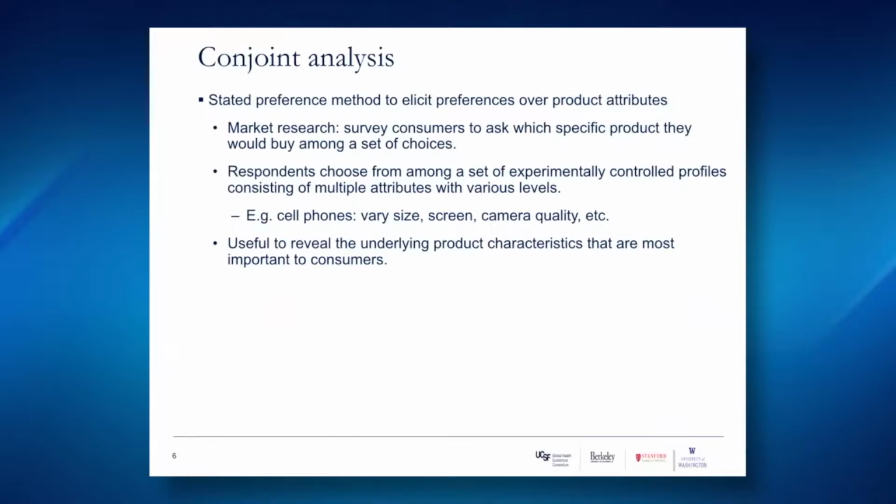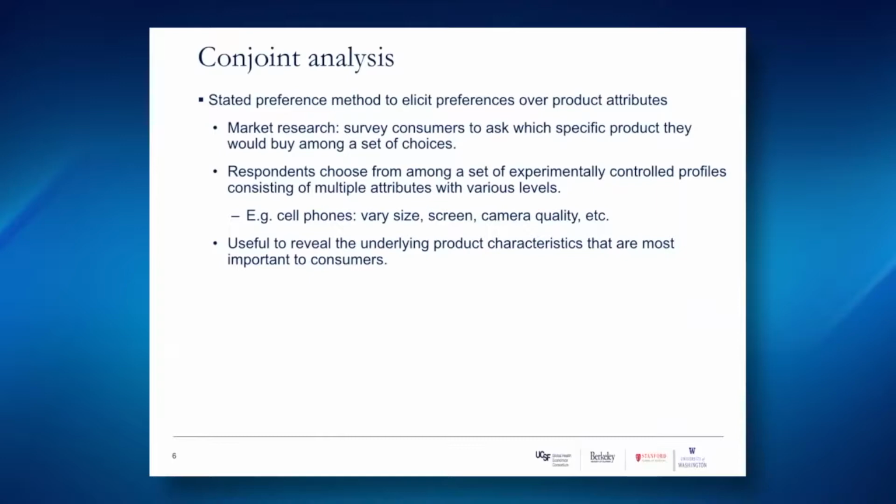So for example, let's say that you're selling cell phones, and you can give these consumers examples of different products with different sizes, different screens, different camera qualities, etc. And then this is a way of putting together these questions and then statistical analyses to try to understand which of those product characteristics were actually most important in driving the consumer's behavior. Okay, so this is well established.